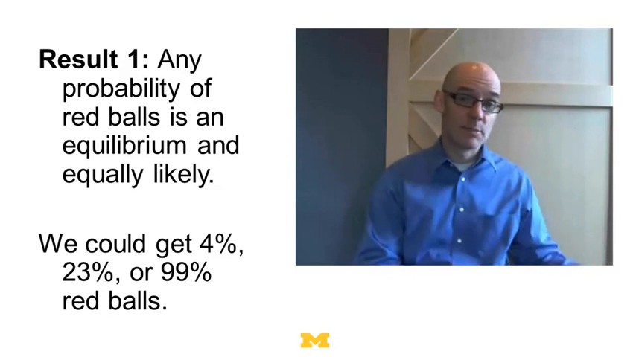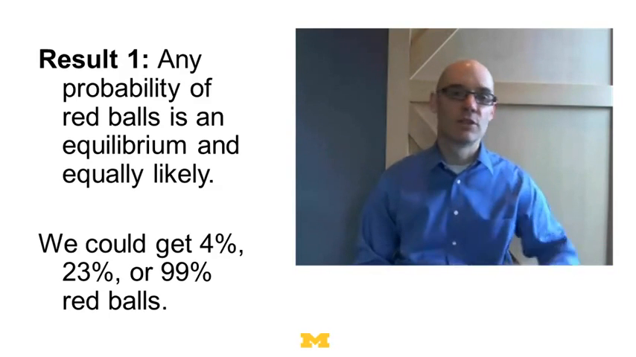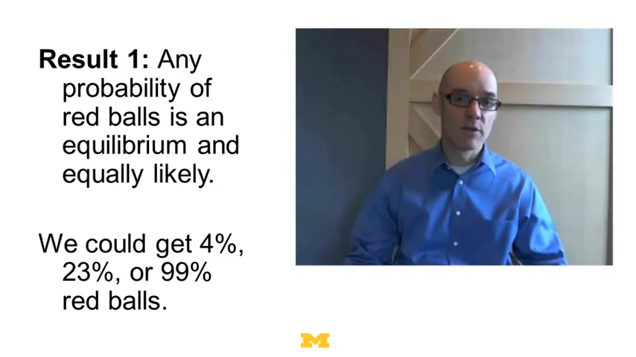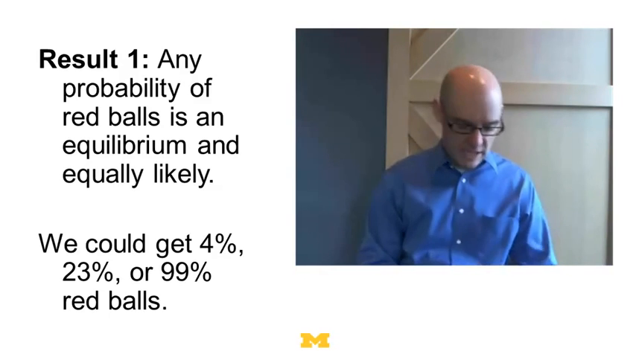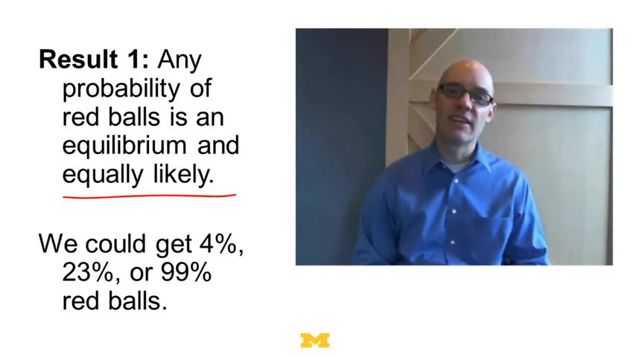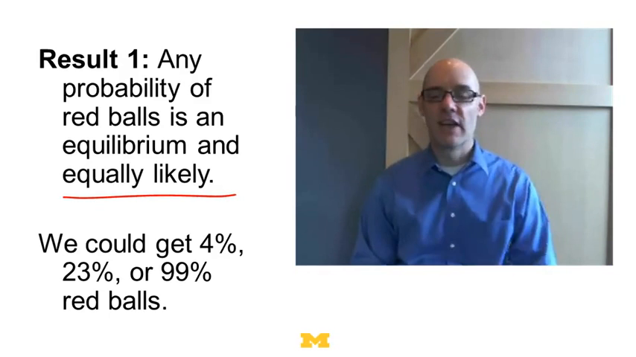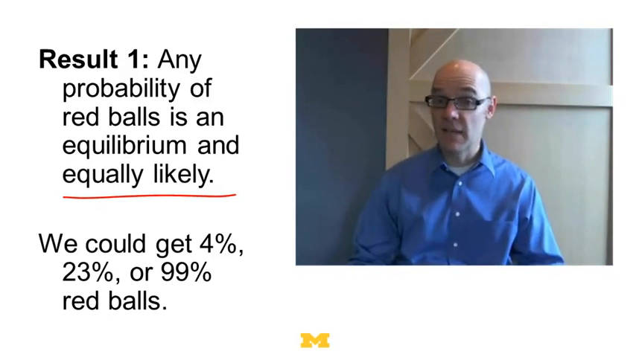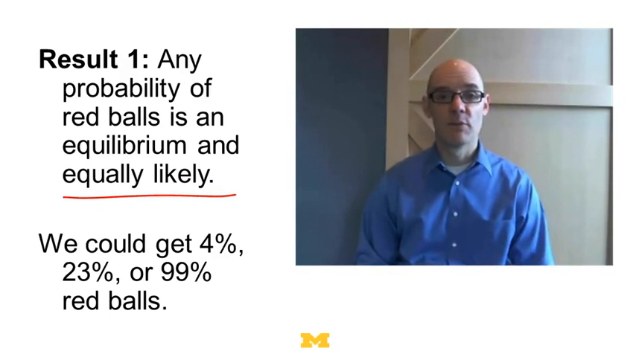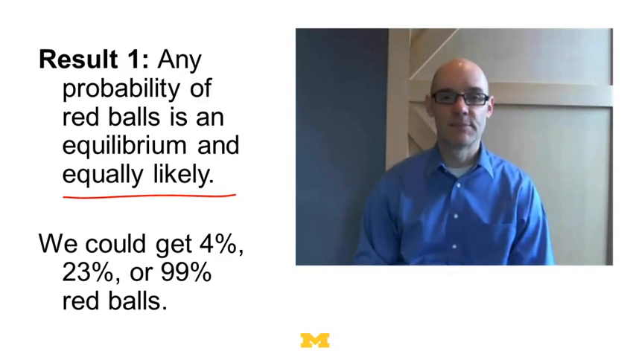So you can end up with 60% red balls, you can end up with 4% red balls, you can end up with 99% red balls. Any one of those things could happen, and they're all equally likely. So you're equally likely to get 4% red balls or 85% red balls. That's amazing. And it turns out it's not very hard to prove, so I want you to see if you can figure out why it's the case.